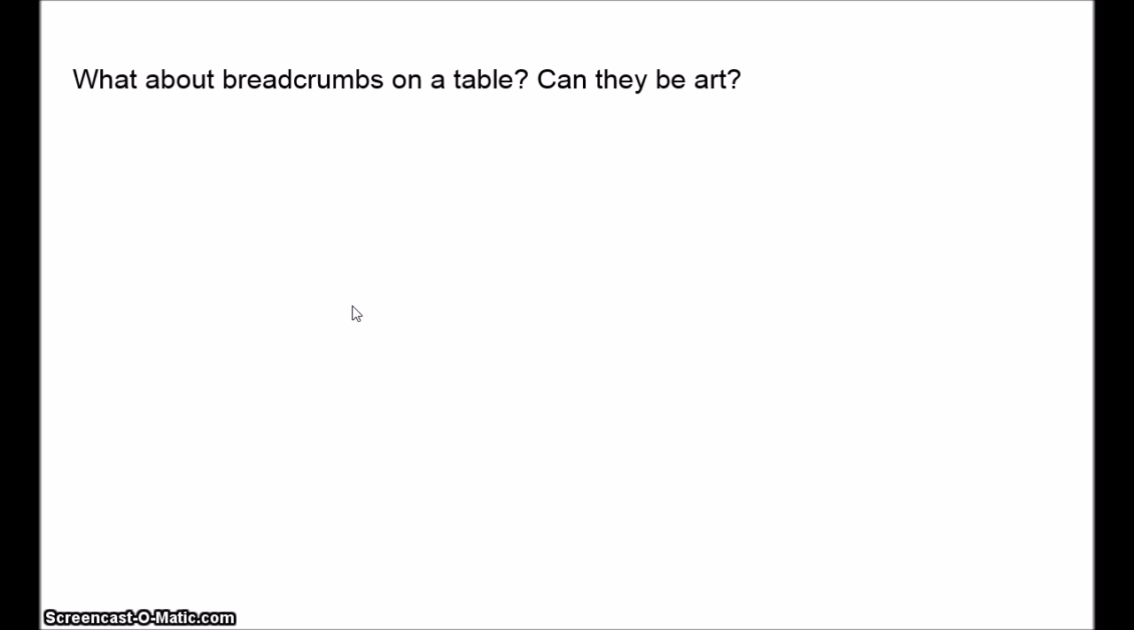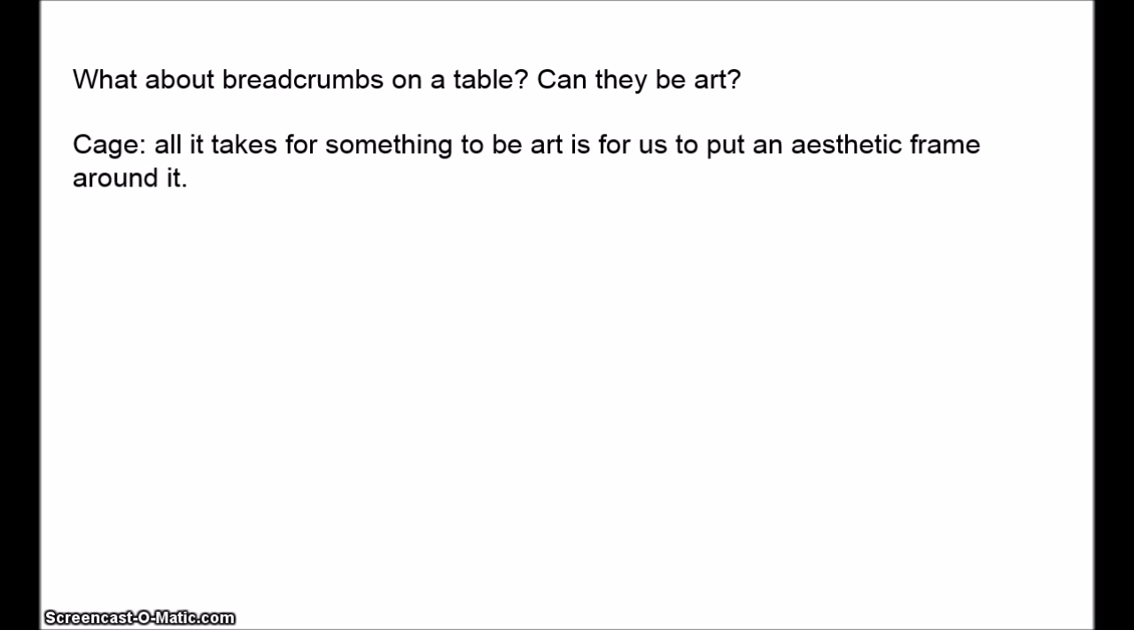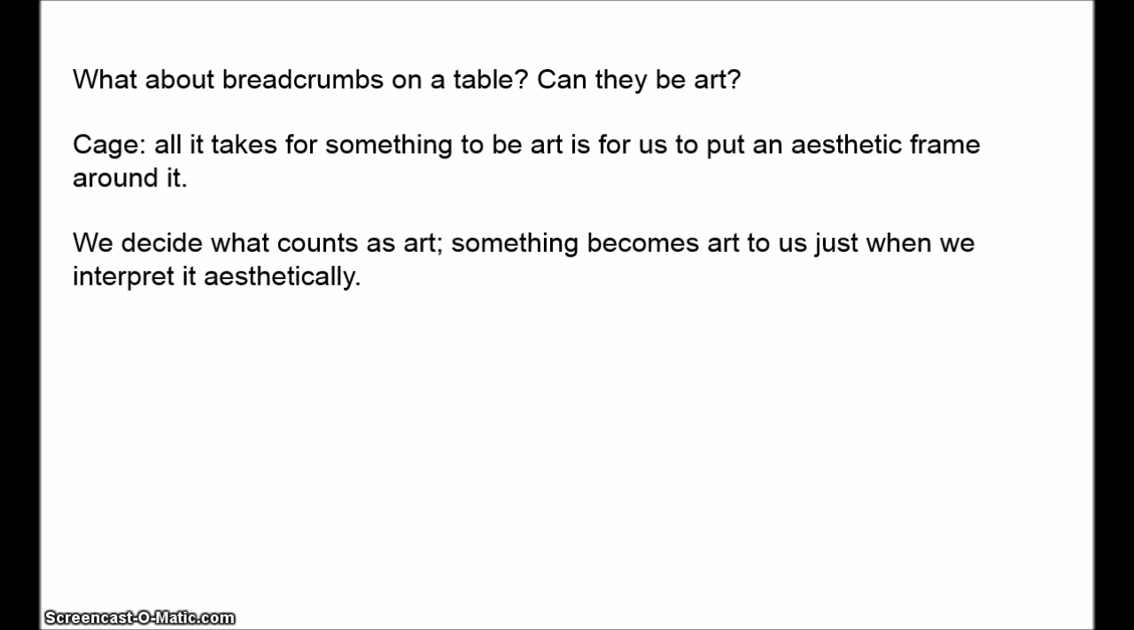According to Cage, all it takes for something to be art is for us to put an aesthetic frame around it. With paintings, we literally put a frame around them. With other kinds of art, the frame is metaphorical. Art isn't a property that's intrinsic to the object. We decide what counts as art. Something becomes art just in case we take a special kind of aesthetic attitude towards it, just in case we interpret it in an aesthetic way.